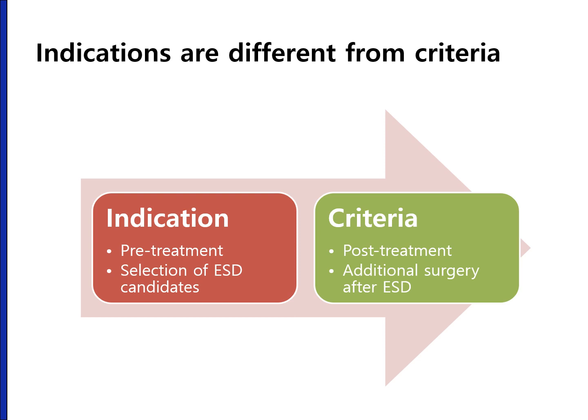Indications are different from criteria. Indication is something that we consider before the treatment. Criteria is what we consider after the treatment. Decision-making about additional surgery is done by the criteria.